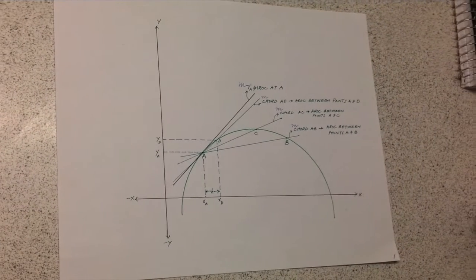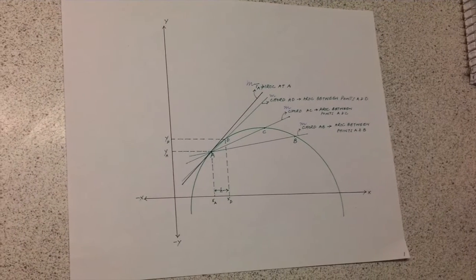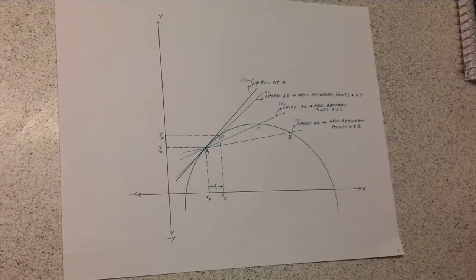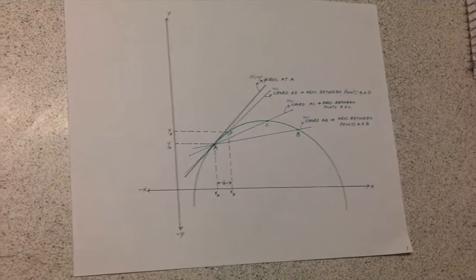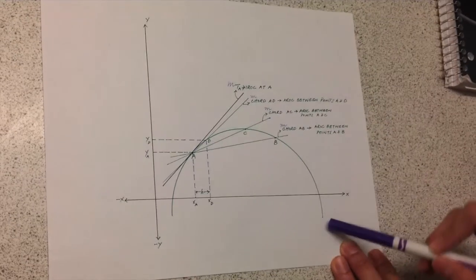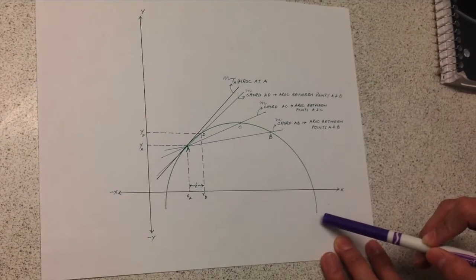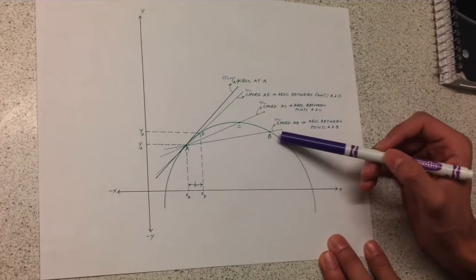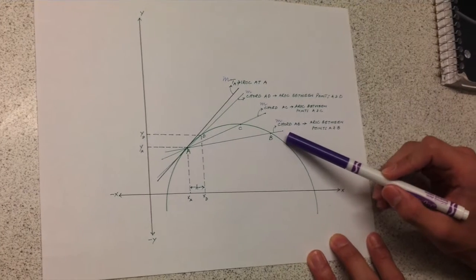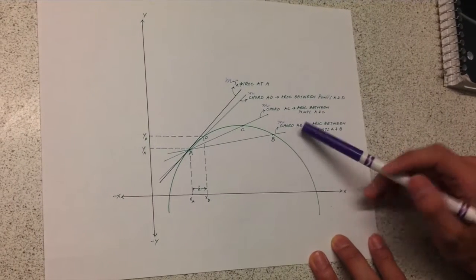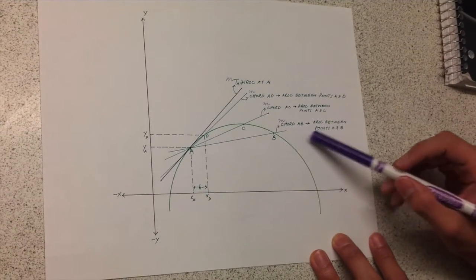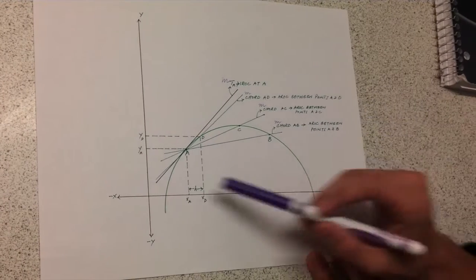Okay, now we're going to be talking about AROC and IROC, average rate of change and instantaneous rate of change. On this curve, on the graph, we take 2 points, A and B, and the slope between the 2 points is called a chord, and the slope of the chord AB is the AROC between points A and B.